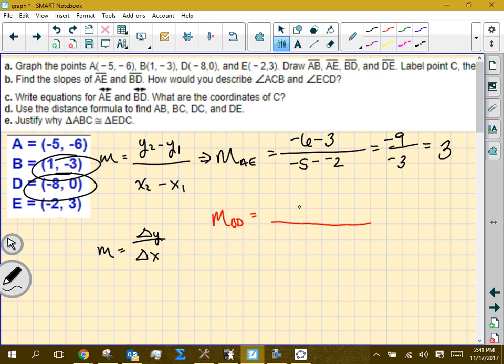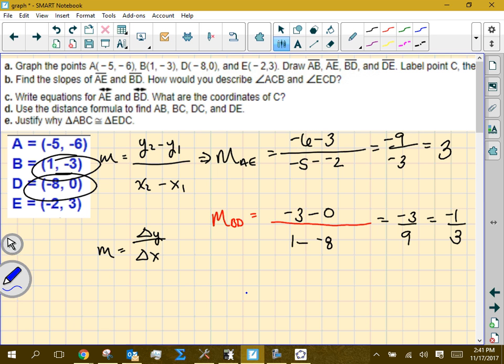So looking at those two, I'm going to go negative 3 minus 0, and then 1 minus negative 8. So it gives me negative 3 over 9, and that reduces to negative 1/3. Okay. Somebody in the last class said, how did you know to subtract straight down, negative 3 and 0? I didn't. It's just the way I do it.